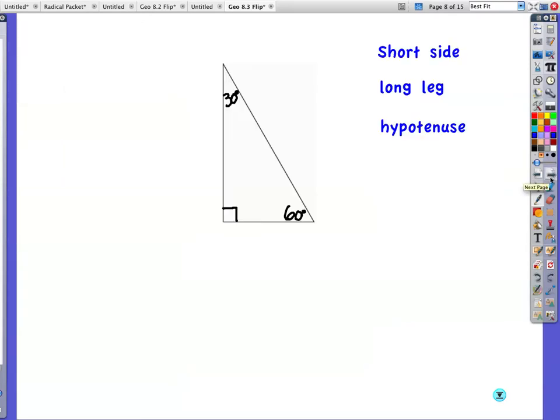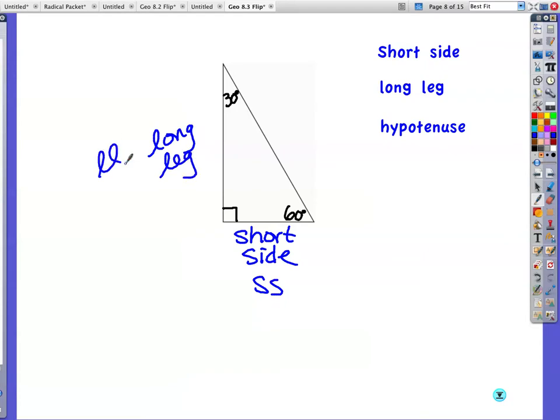This is my way of saying this. I will say short side, and I abbreviate it often SS. This is what I call my long leg, and I abbreviate that LL. And then, of course, I have my hypotenuse right here. Okay, so I will often say long leg, short side, and hypotenuse.